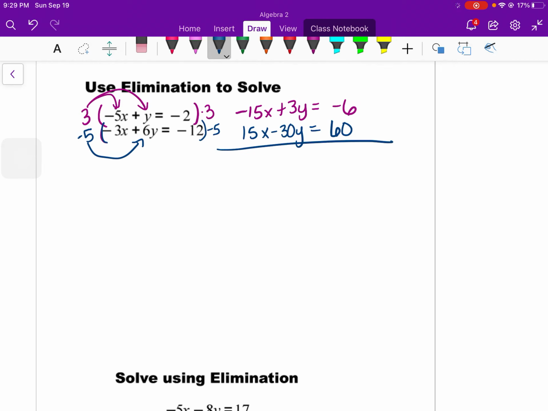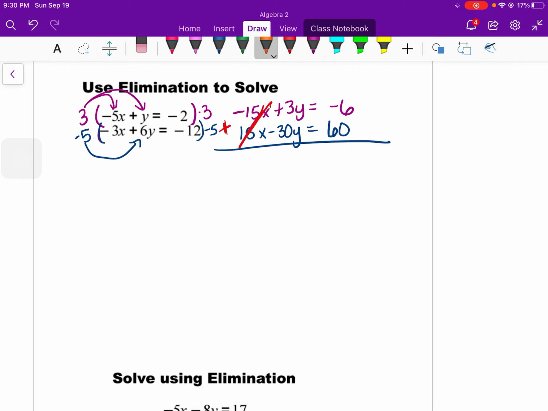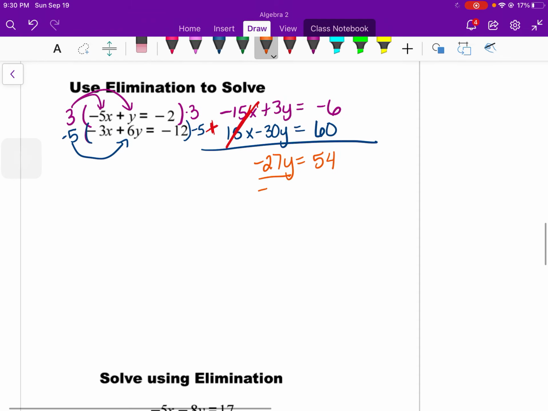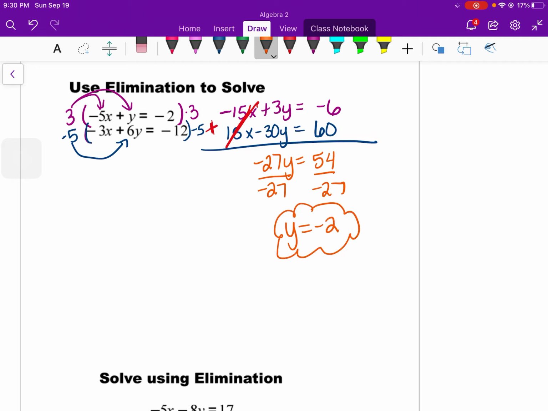Now I can eliminate by adding these two equations together. Negative 15x plus 15x is 0, so those are eliminated now. So 3y minus 30y, or plus negative 30y, is negative 27y, equals negative 6 plus 60, which is 54. Finish solving: divide by negative 27 on both sides. This works out nicely because 54 divided by negative 27 is negative 2. Remember that that's not your final answer though.